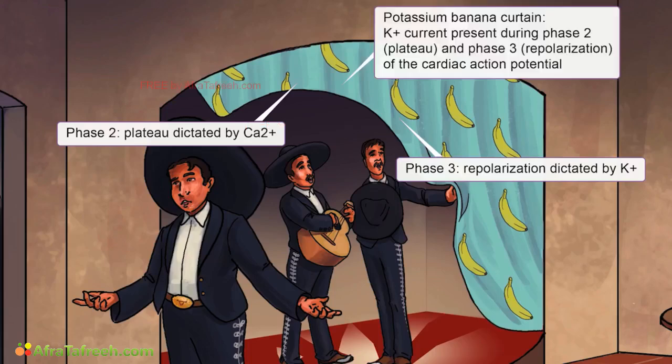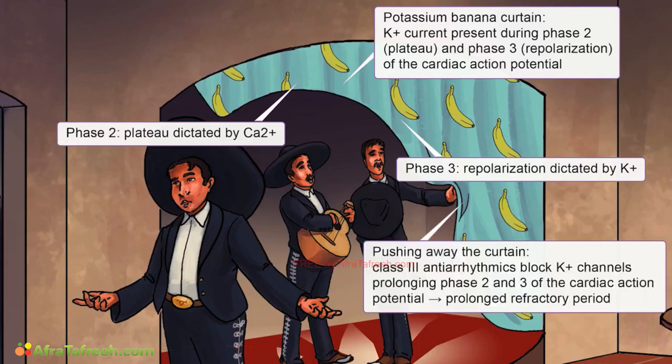The potassium banana theme on the curtain represents the presence of an outward potassium current, gradually increasing during the plateau phase and working in full force during the repolarization phase. Class 3 antiarrhythmics exert their antiarrhythmic effects by blocking these potassium channels in the myocardium. Notice how the last mariachi grabs the curtain and throws it aside.